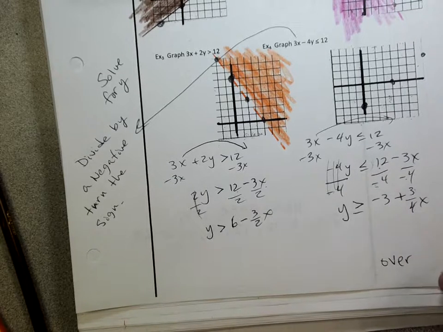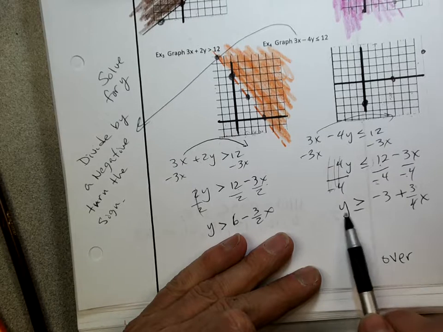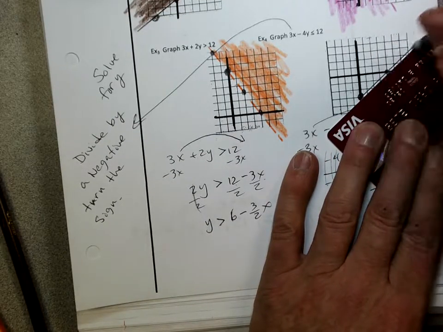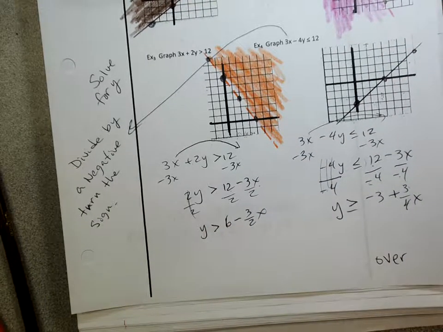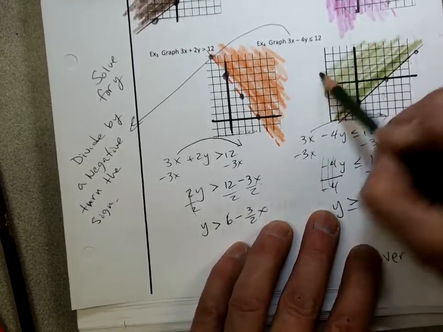I've got the equal sign, so I'm going to make my line part of the answer because it can equal the line. So on a solid line, got an equal sign, so I make a solid line. And now it says greater than, so I'm going to shade everything above my line. So that's all of this region here. So that's that half plane, all right?